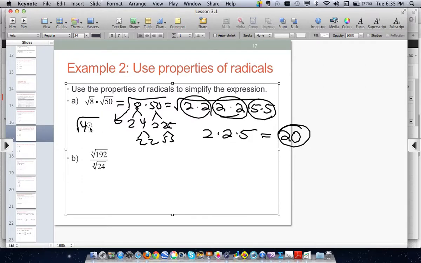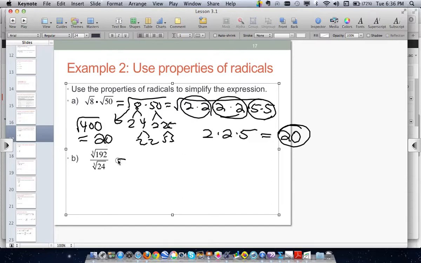Now you could go on ahead and from this step up here of 8 times 50 say the square root of 400. Now if you remember that that's a perfect square, then of course you can get straight to 20. But when you're simplifying your radicals, you need to show your work. So I think a foolproof method is using the prime factorization.